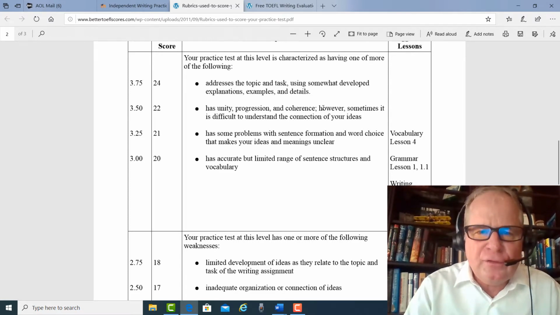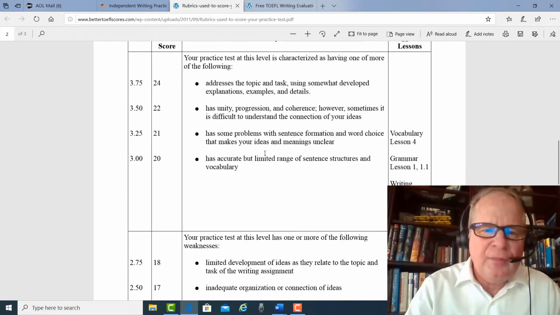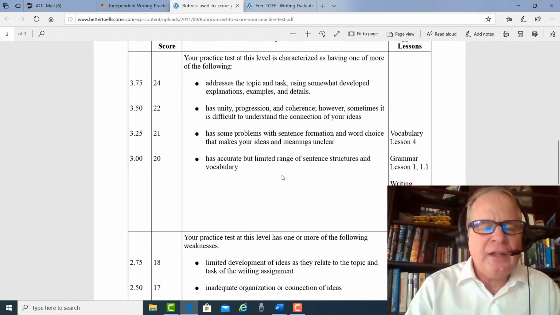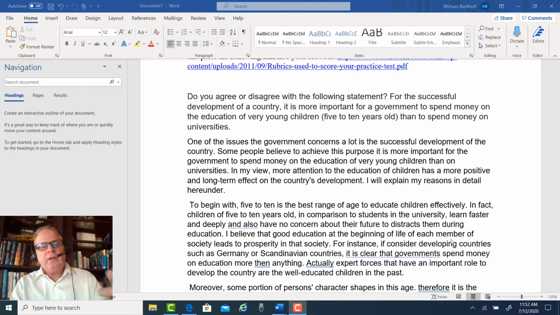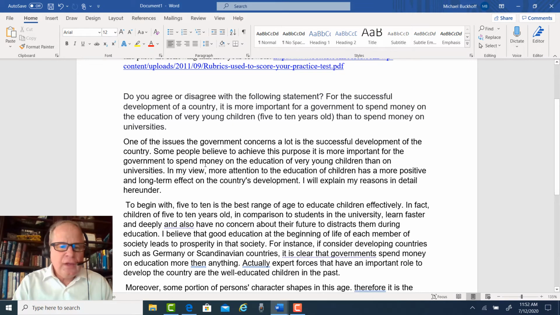So I think the thesis is part of it. But here, "has problems with sentence formation and word choice, has accurate but limited range of sentence structures and vocabulary," but I don't think it's entirely accurate, so it's a question of whether to score you into the 2 or the 3 range here. So what types of language use problems are you actually having, right? So let's take a look at that.